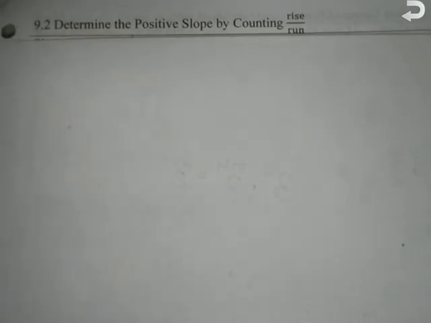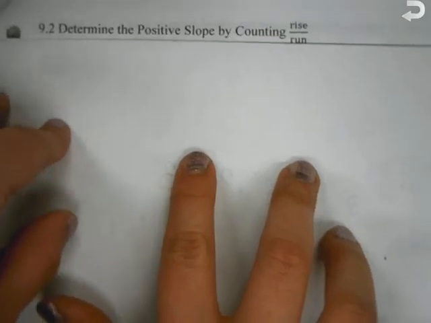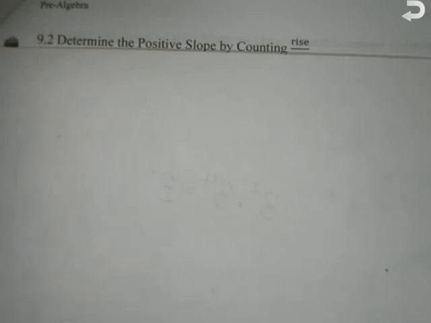For 9.2, we are going to be working with slope, doing it in the easiest way, which is just by counting off of the graph. We will do it together. I will show you how it is done.